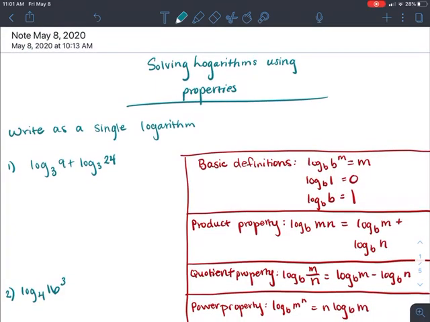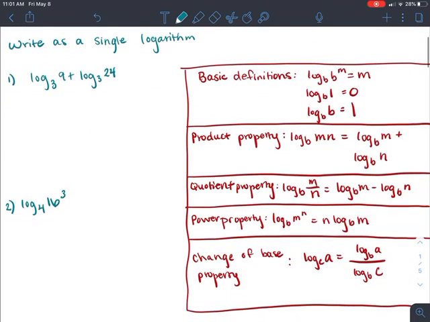Hey guys, today we're going to be going over one of the worksheets that I posted. It's the lesson 16.1 Properties of Logarithms worksheet. The first thing that we're going to do is write these logarithms as a single logarithm, okay? And over here on the right, I put all of the properties that you need to know.